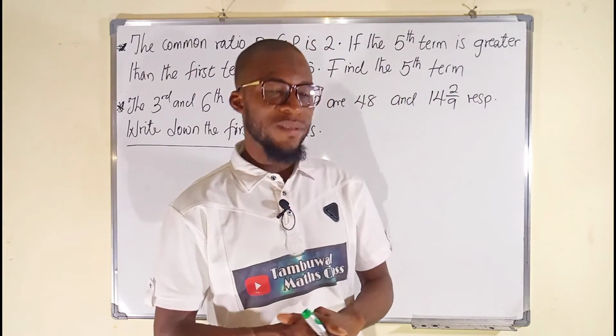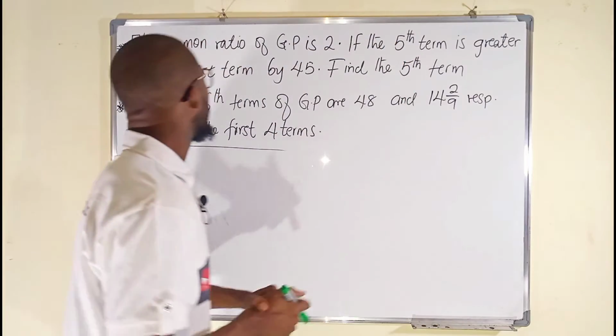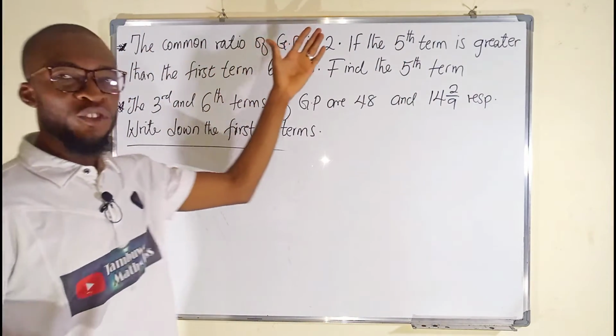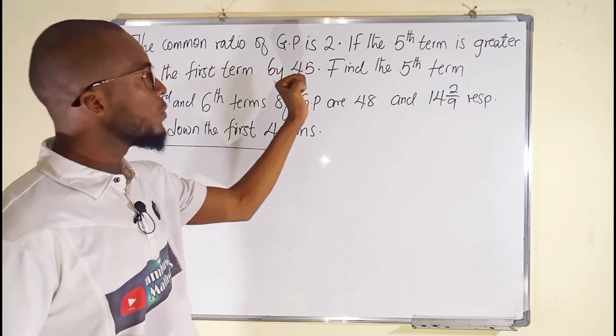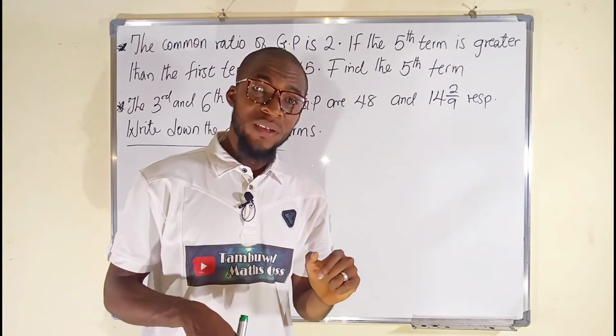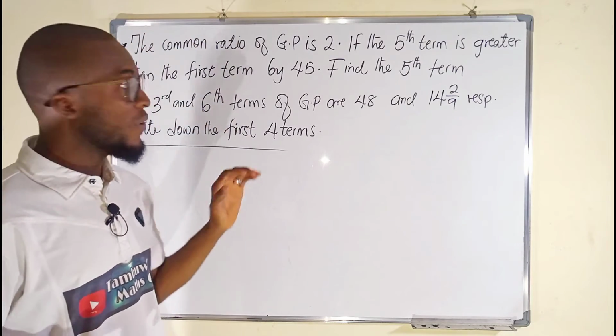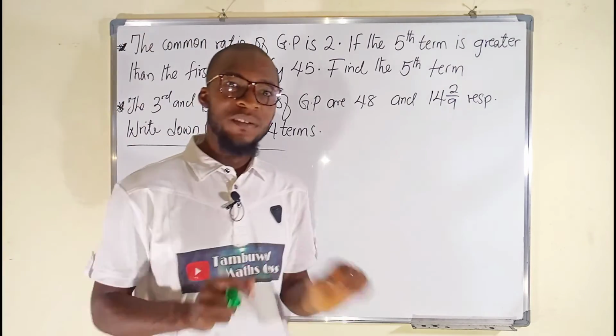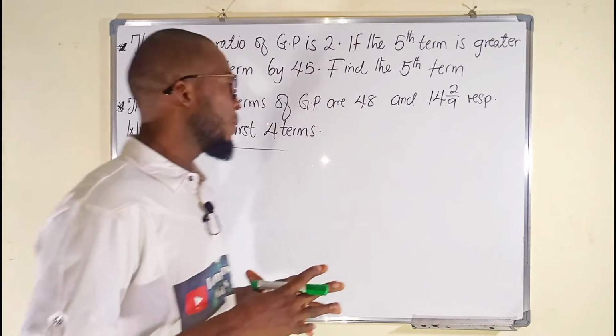In this tutorial, we are going to find a solution to two word problems under geometric progression sequence. The first question reads: the common ratio of a geometric progression sequence is 2. If the fifth term of this sequence is 45 greater than the first term, find that term, which is term number 5.